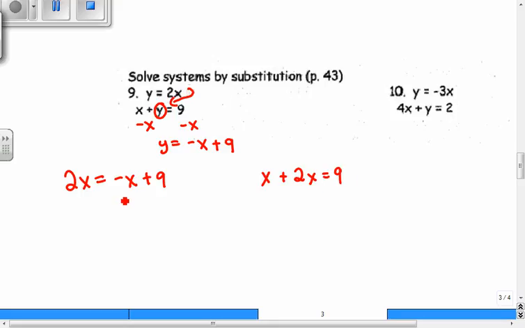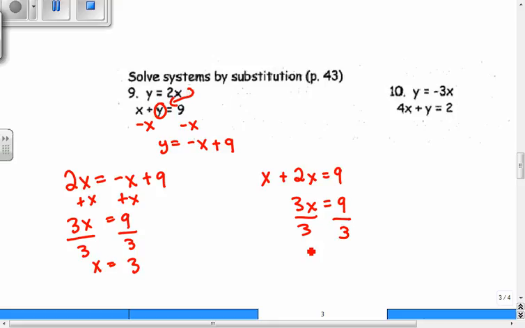So if I were to solve this one, I would have to add x to each side, and I would get 3x is equal to 9. Divide each side by 3, x equals 3. If I did it this shortcut way, look, x plus 2x is 3x equals 9. I got exactly the same thing. Over here, I just had to add the x to get there. It was one step shorter. Same exact thing. If it confuses you, just do what we've always done. One more step won't hurt you. But I'm just showing you what this would do. You don't have to do both. Pick one.